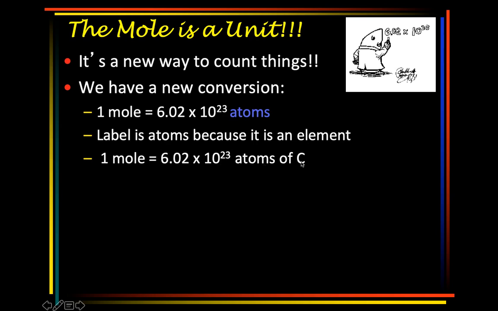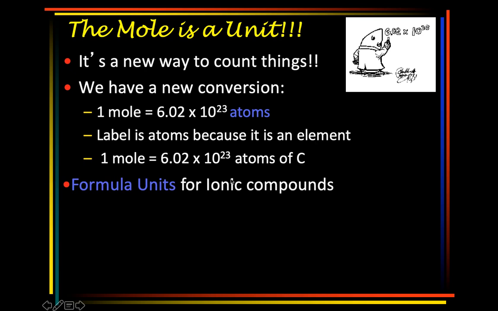So you could say you have 1 mole equals 6.02 times 10 to the 23rd atoms of carbon, for example. Well, what if we're not talking about an element? What if it's an ionic compound? Metal plus nonmetal compounds, which remember are referred to as formula units. So you could say there's 1 mole equals 6.02 times 10 to the 23rd formula units, FU, of sodium chloride. Sodium is a metal, chlorine is a nonmetal, so this is an ionic compound. FUs, instead of atoms, because an atom is for an element. Formula unit is for ionic compounds.